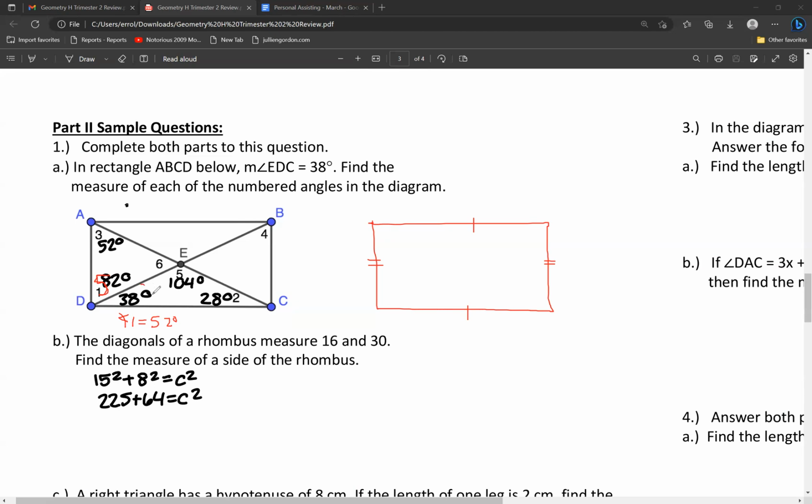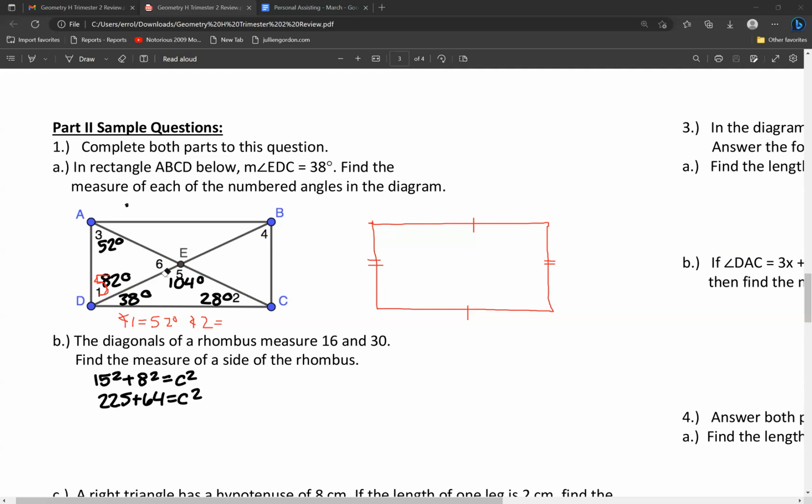Okay, so if this is 38 degrees, how much is this right here? 38 degrees. Exactly. Why? Because the inner corners are equal to each other. Exactly. See your center right here? This length is the same as this length. So that means that this length is the same as that length. So what kind of triangle is that? Isosceles triangle. Exactly.